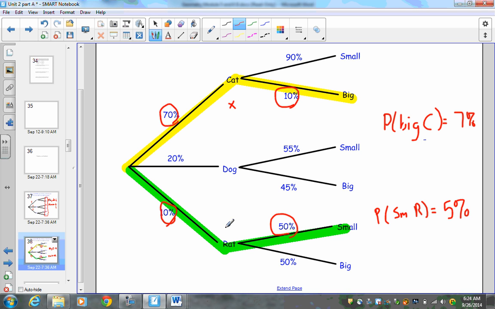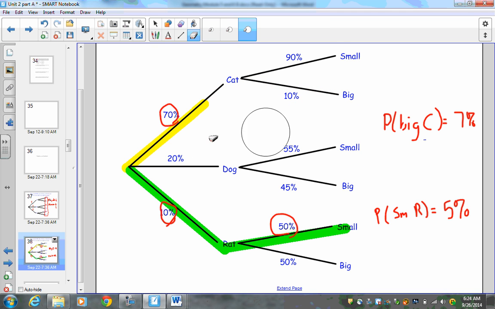All right. Now, that's how you figure out the probability of any particular outcome that you're wanting to see in a tree. Now, let's talk about some of the properties of this tree.